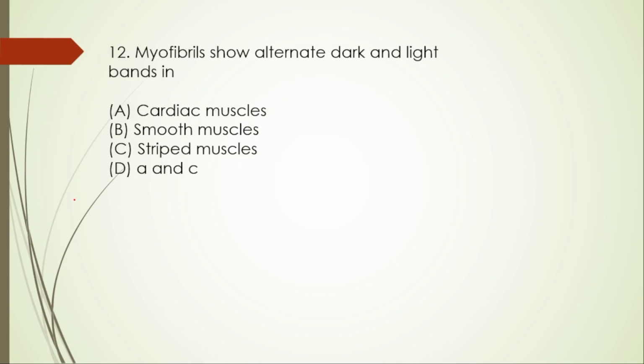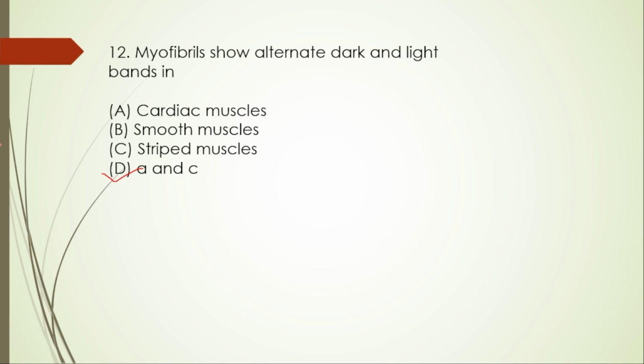Next one, the 12th one. Myofibrils show alternate dark and light bands in A. Cardiac muscle, B. Smooth muscles, C. Striped muscles, D. A and C. Here the right option is D, A and C.